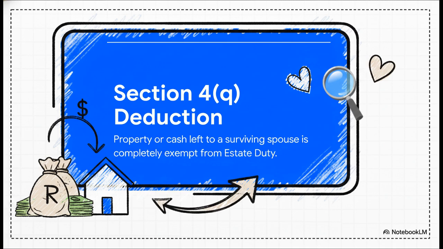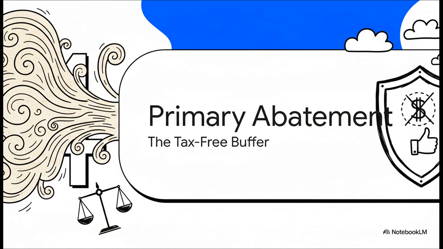It's an incredibly powerful estate planning tool that effectively hits the pause button on the taxman. Next is Step 3, the primary abatement. This is our tax-free buffer.